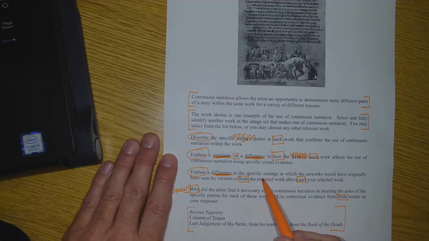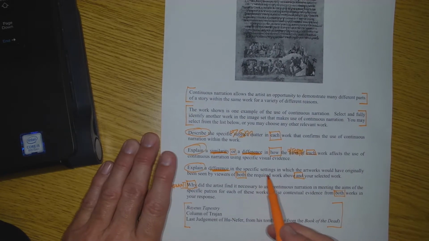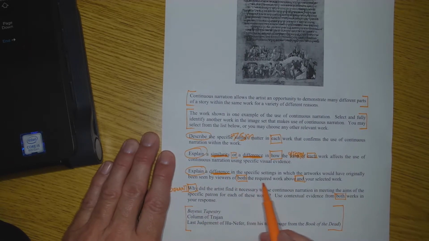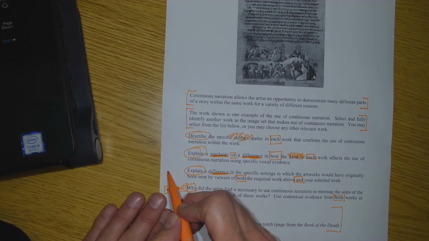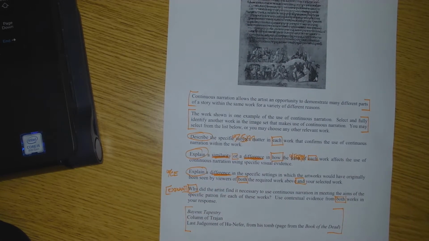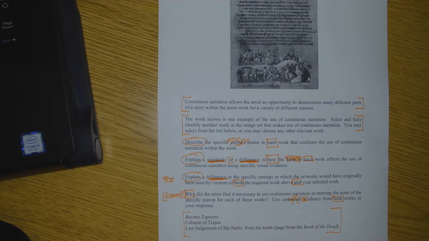Explain a difference in the specific settings in which the artworks would have originally been seen by viewers of both. You see how they went to context here? All right, so this is pretty specific to contextual evidence, and I'm going to say that that's implied. You don't have it in the prompt with CE, and then it shows up down here in your last thing with CE from both works, right?